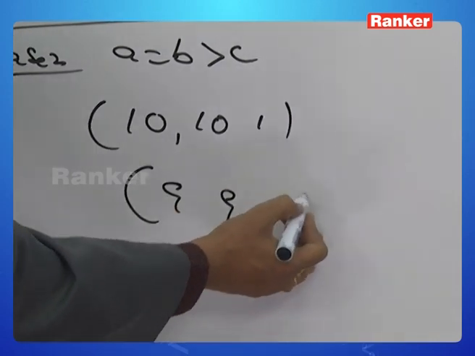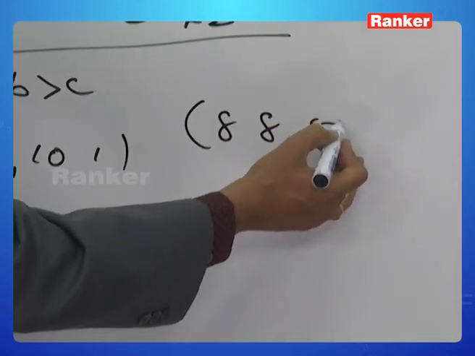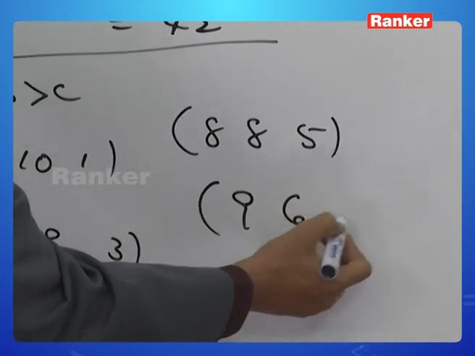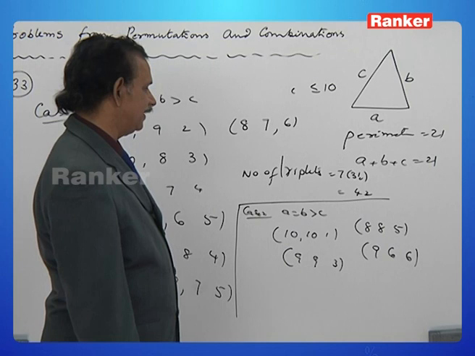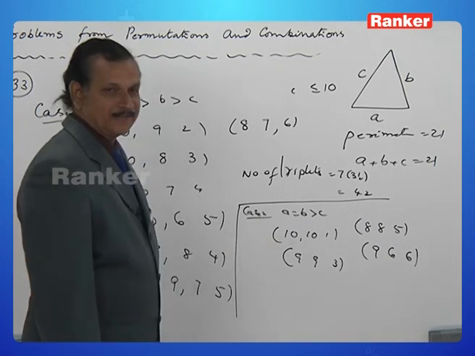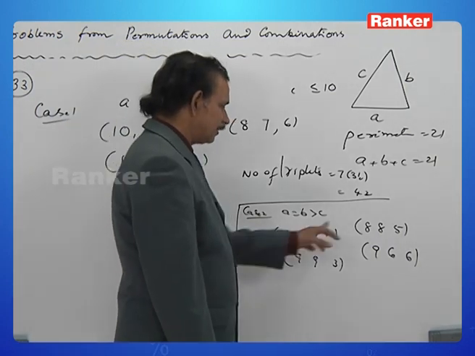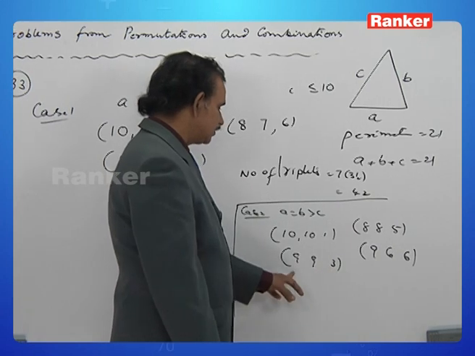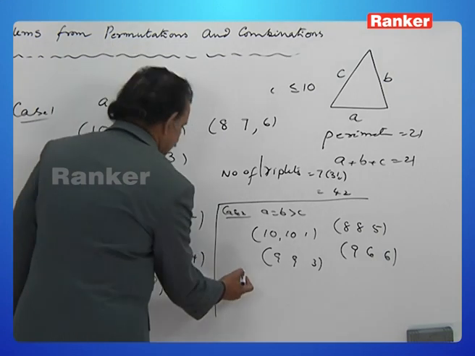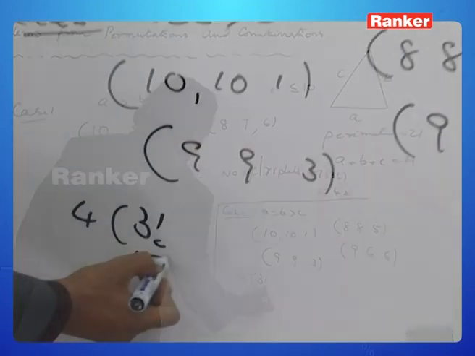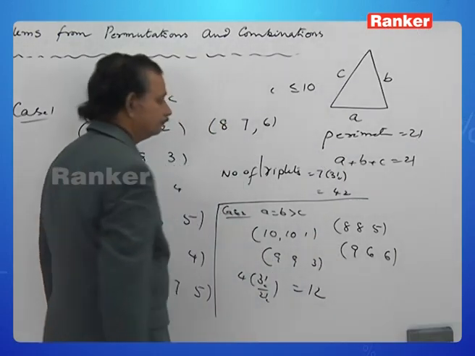Next, 9, 9, 3. Next, 8, 8, 5. 6, 6, 9, since 6 plus 6 plus 9 is 21. Okay. A is equal to B greater than C. Here in these 4 cases, what will be the number of triplets? Each is 3 factorial by 2 factorial. All together this is 4 into 3 factorial by 2 factorial. This is 6 by 2 is 3. 4 into 3 is 12.